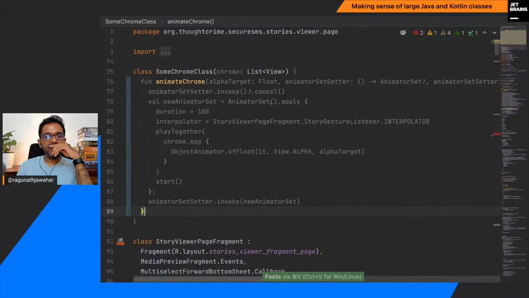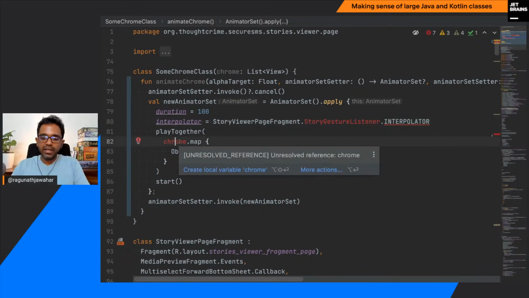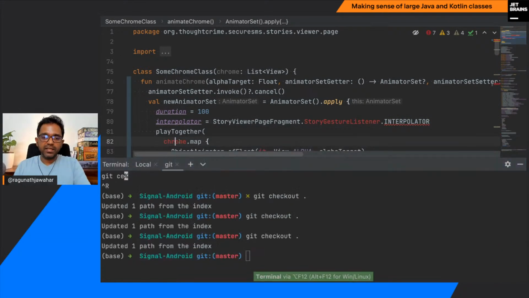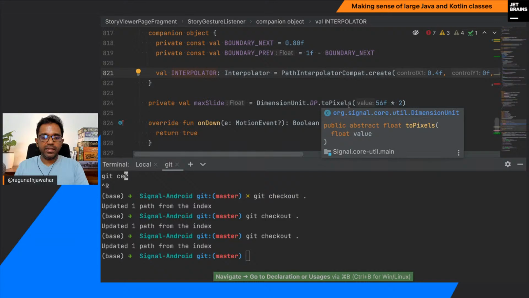So now this becomes more interesting, because now there's a bunch of stuff that comes in. There's a couple of problems that are happening here. One is we don't have access to the interpolator, and the second thing is we don't have access to Chrome, right? So in that case, we're going to see where this thing is. Okay, that's fine. I know where it is.